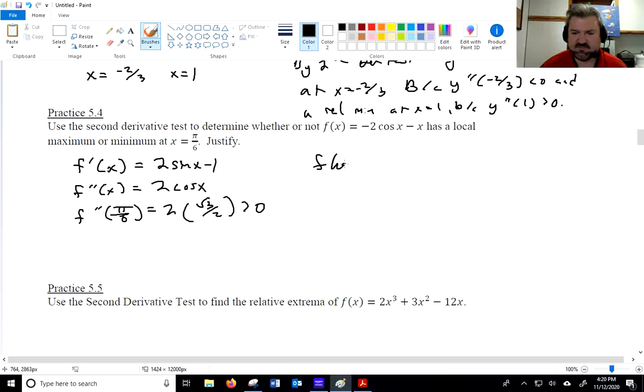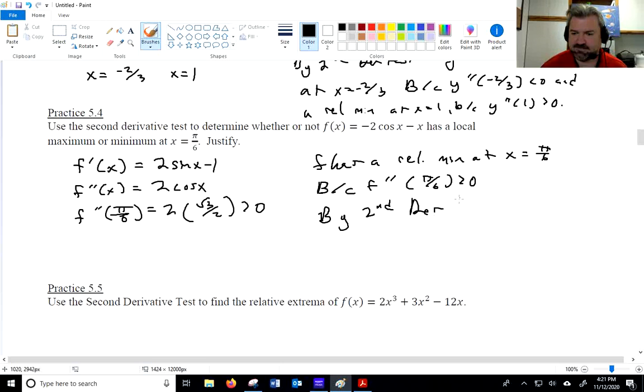So f has a relative minimum at x equals pi over 6 because f double prime of pi over 6 is greater than 0. And that's by the second derivative test.